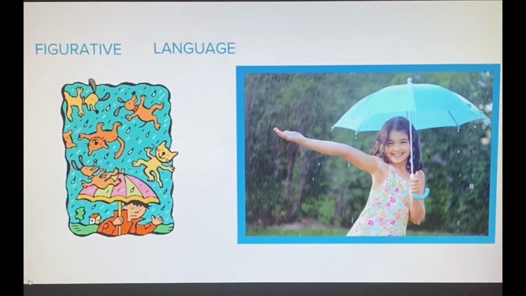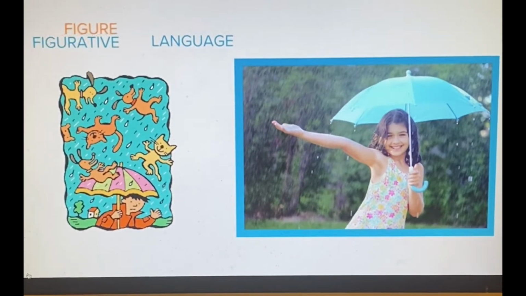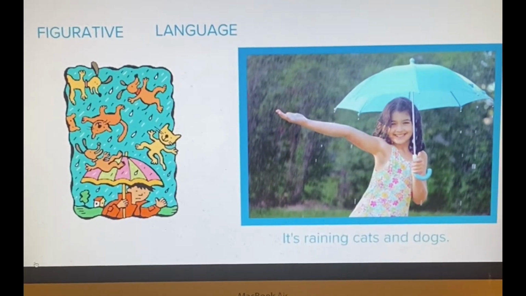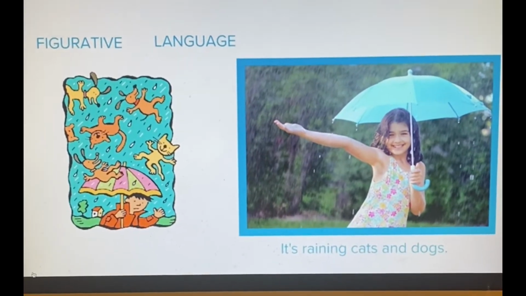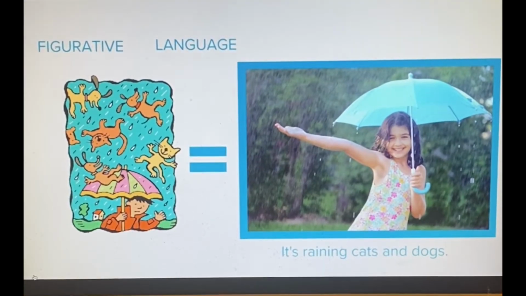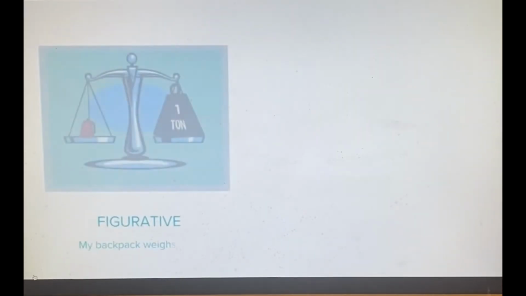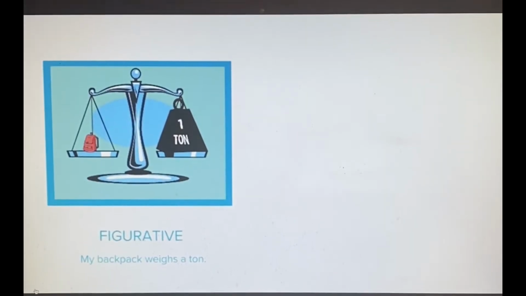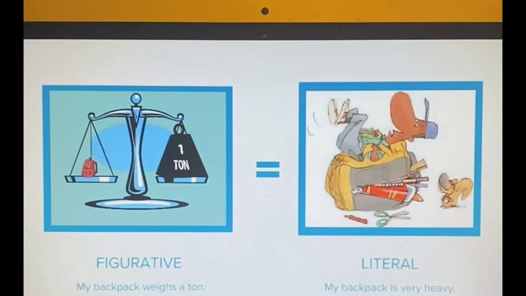As readers, we have to figure out what the words mean. For example, it's raining cats and dogs. Of course, it doesn't actually rain cats and dogs. This really means it's raining very hard. My backpack weighs a ton is another example of figurative language. It really means my backpack is very heavy.